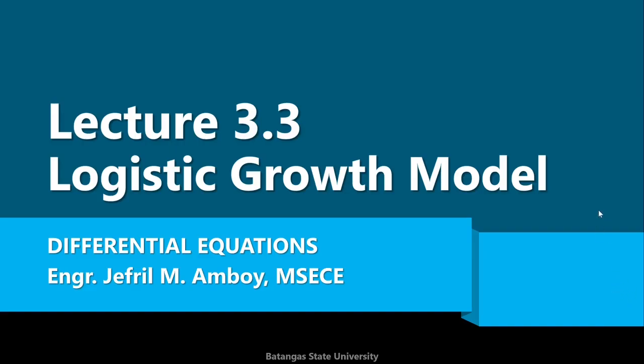The limiting factors include food, living spaces, and the availability of natural resources. This model of population growth that considers these factors is called the logistic differential equation. Okay? And that is our topic in this episode. So, from the logistic differential equation, we will obtain its solution, which is considered as the logistic growth model.